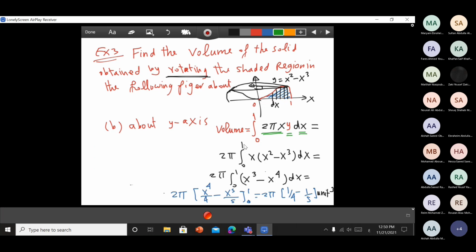If you are rotating about the x-axis, x will be replaced by y, and y as a function of x will be replaced by x as a function of y, and the thickness will be dy.